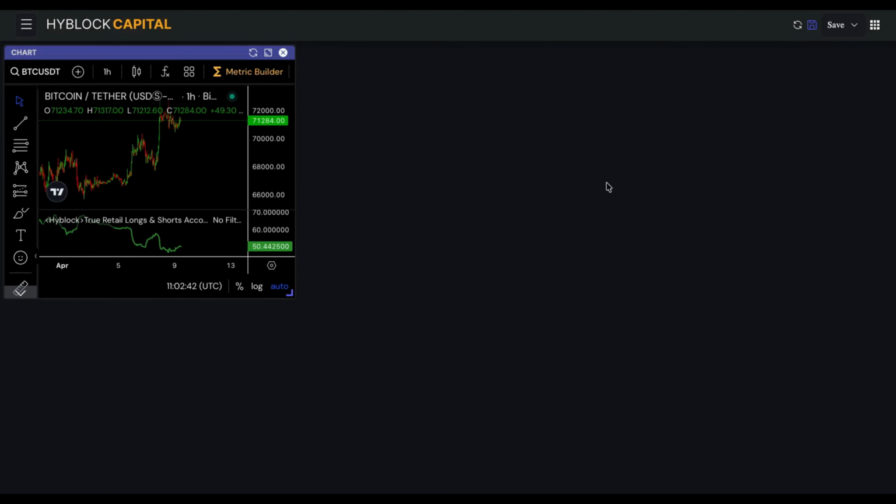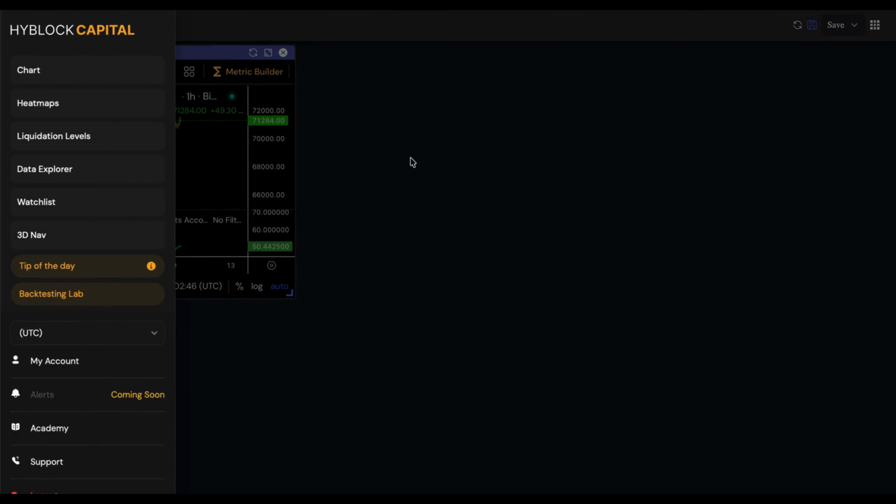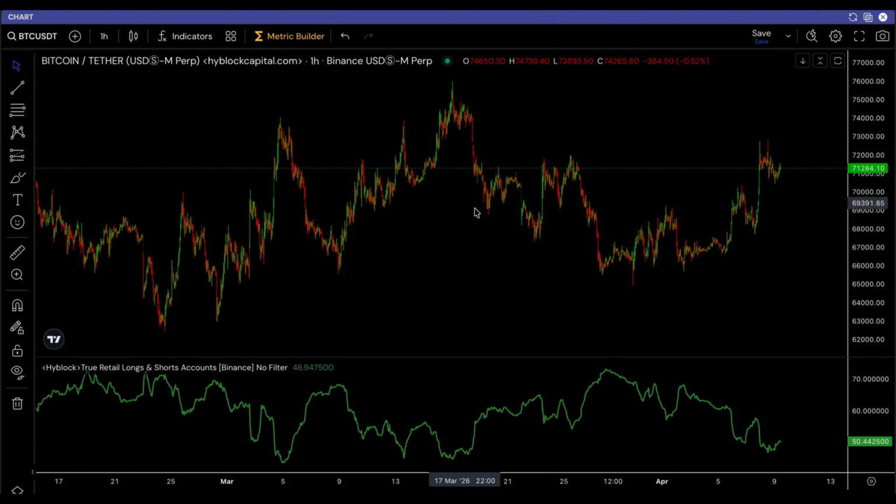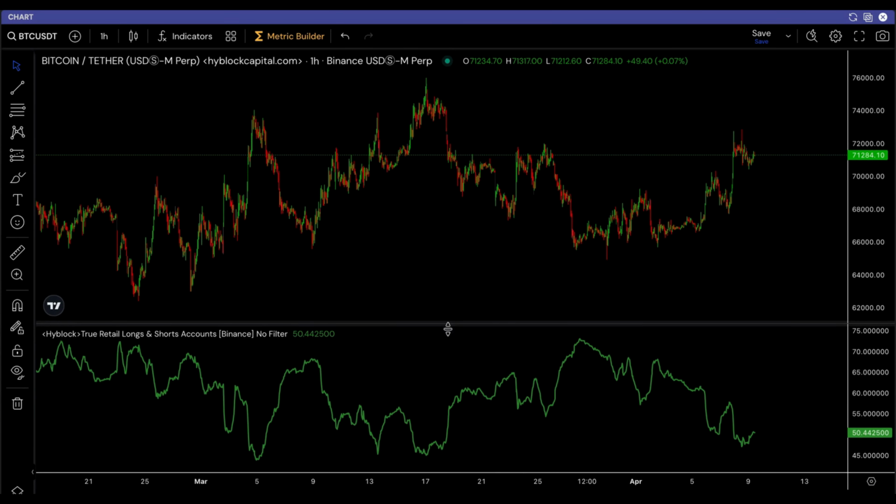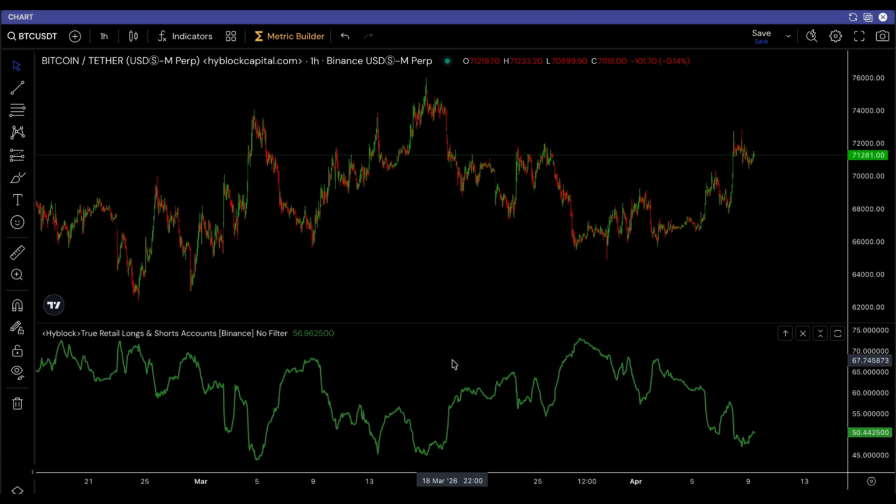Tip of the day: explore the advanced settings in the strategy simulator for more realistic backtesting. Start with a BTC chart and apply an indicator like true retail long percent, currently sitting below 50%.